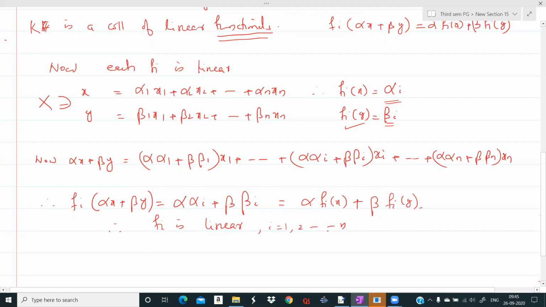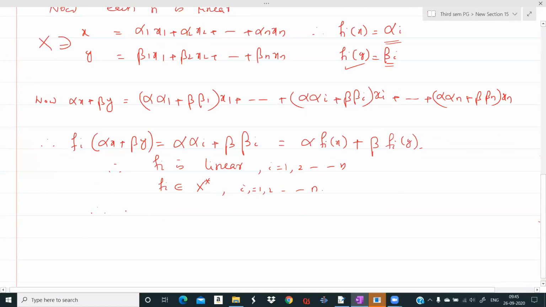Therefore each fi, for i from 1 to n, is a linear function. അങ്ങനെ ക്യാപിറ്റൽ എക്സിൽ ഡിഫൈൻ ചെയ്തിരിക്കുന്ന ലീനിയർ ഫംഗ്ഷണൽസിന്റെ കളക്ഷൻ ആണ് X star. അതുകൊണ്ട് FIകളെല്ലാം ഇവിടെ വന്നോളും, X starൽ വരും. So for i equal to 1, 2, 3, etc., n.